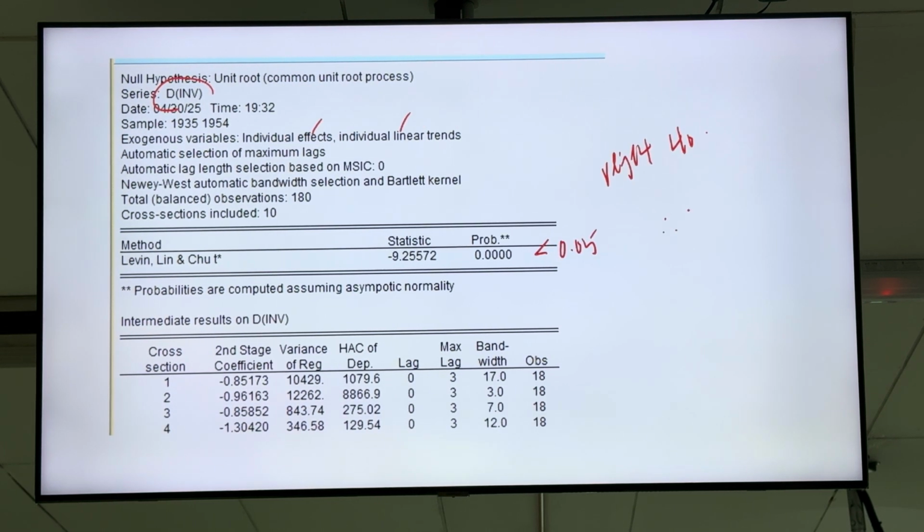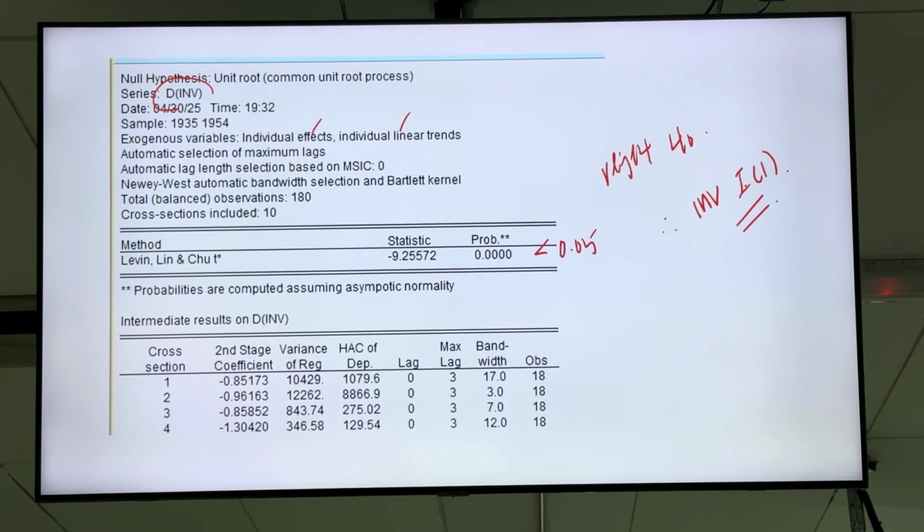So we can conclude that the investment is actually I1. It means that you first difference the investment series, only then the series becomes stationary, no matter the model with the trend or without trend. This is our conclusion. So you can say investment is I1.